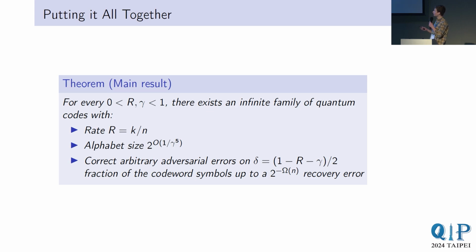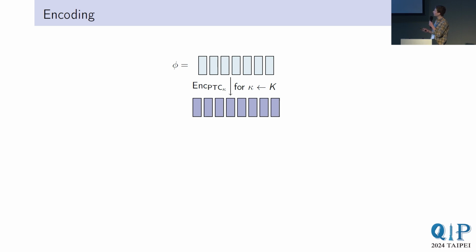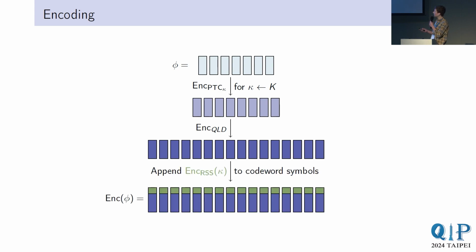So this is our main result. I'm just flashing it up again. We get efficient approximate quantum codes approaching the singleton bound. And I've described all the main ingredients, so I'll just briefly outline how we put them together. We start with the message. We encode in a PTC, the pseudo-random stabilizer code, for a random choice of this secret key kappa. We then encode in the quantum list decodable code, the quantum folded Reed-Solomon code that I mentioned. And finally, we encode the secret key in a classical robust secret sharing scheme. Then we append the secret shares to the symbols of the list decodable code. So each symbol of our final code is a symbol of the list decodable code concatenated with a robust secret share.